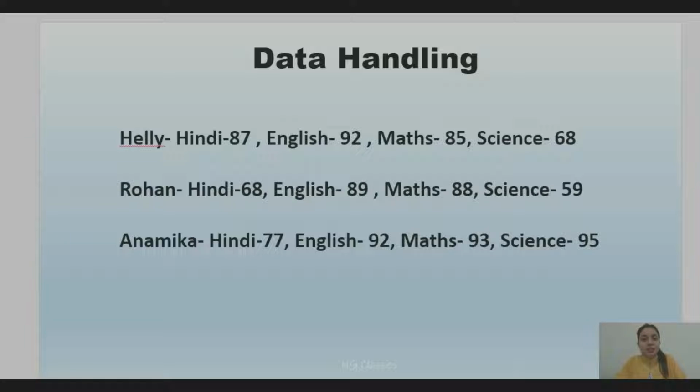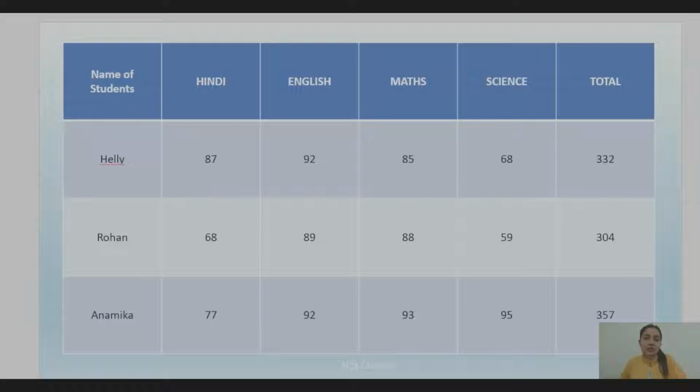Heli's marks in Hindi, in English, in mathematics and in science. Similarly, other students' marks as well. I can arrange this data like this in a table. So whenever I have to check who got highest in Hindi, I can just go through the list of Hindi and check the highest marks in Hindi.